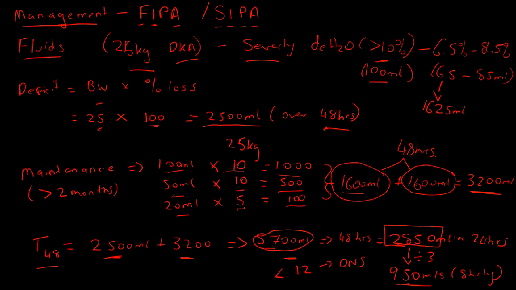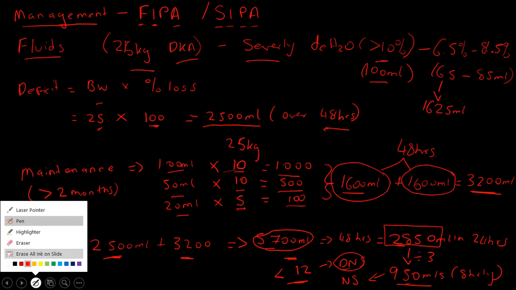Our fluid of choice is going to be normal saline. But once the sugar is less than 12, we're going to be switching to our DNS. And if we check the electrolytes and find out that this person is hypernatremic, with a high concentration of sodium, we want to use half strength normal saline. But please make sure that you consult before you decide to use the half strength normal saline.